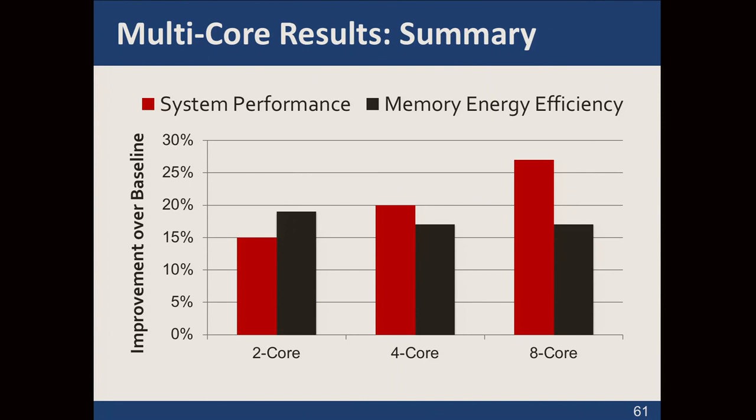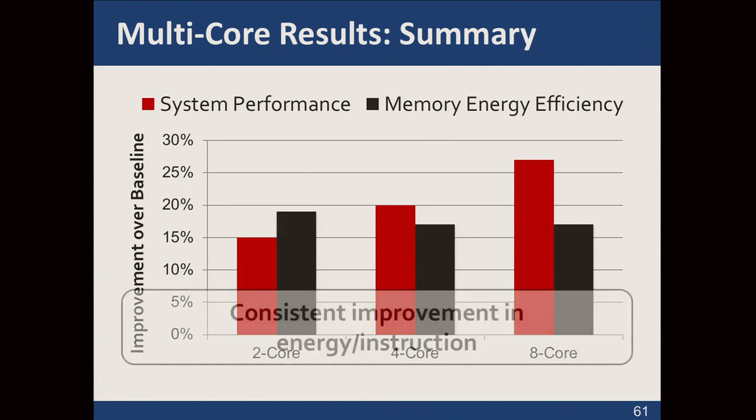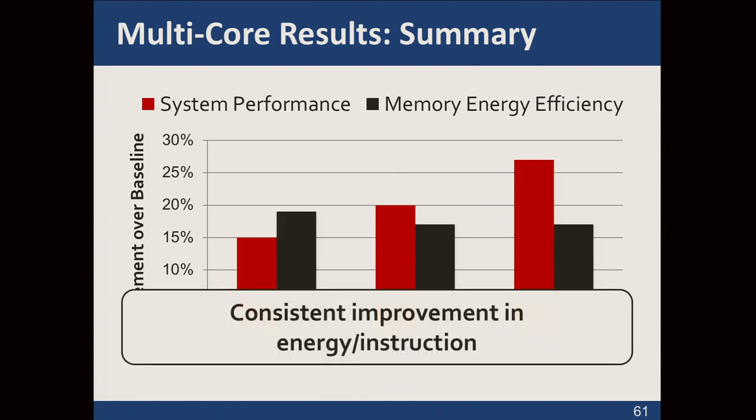Energy efficiency doesn't have a great correlation over here because it has a lot of other things associated with it. When you're running 8 cores with the same memory system, you're actually exercising the memory system a lot more. So the energy doesn't only depend on how efficiently you operate. The overall energy you're consuming is actually a lot more in the memory system. That's why this fraction doesn't increase. But you get consistent improvement in energy per instruction.